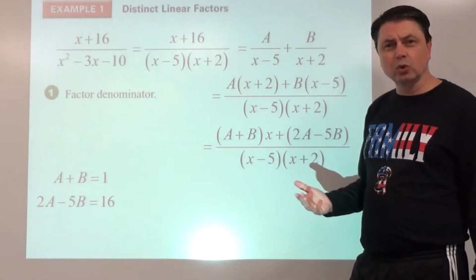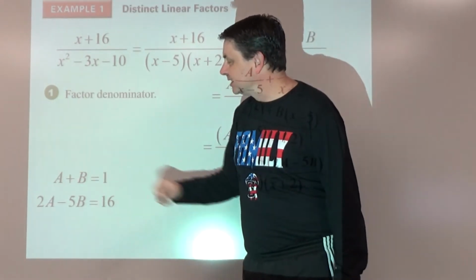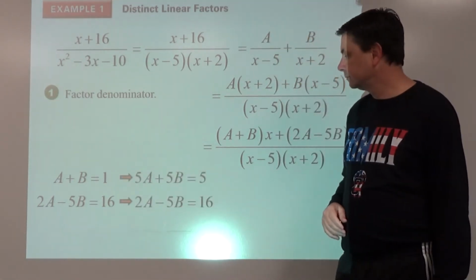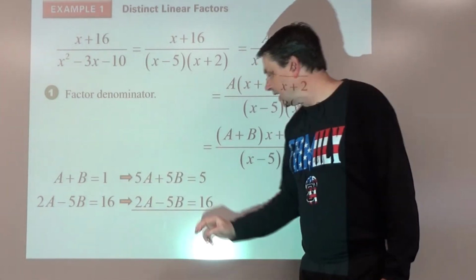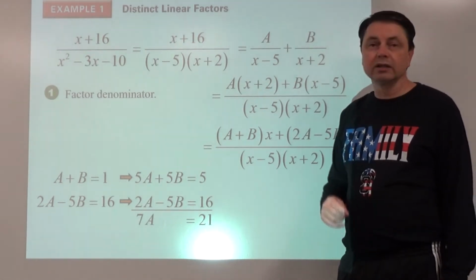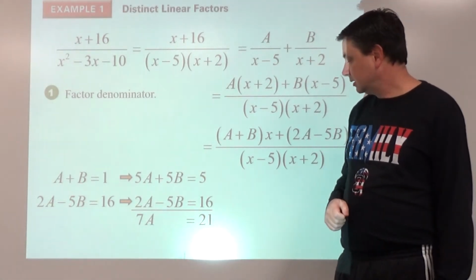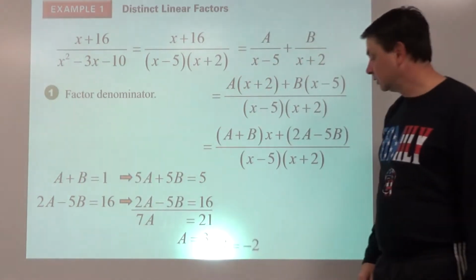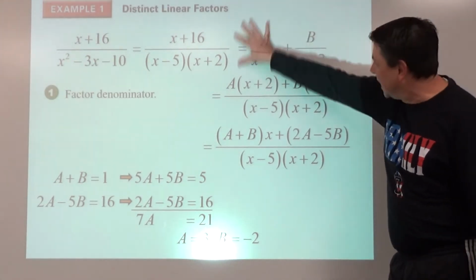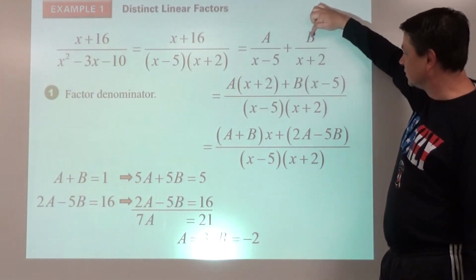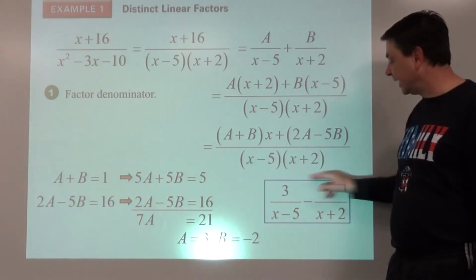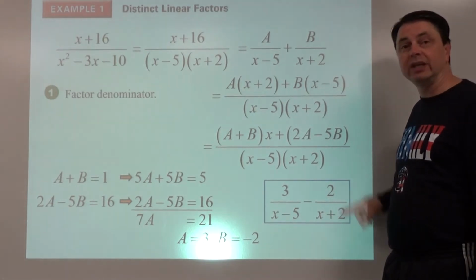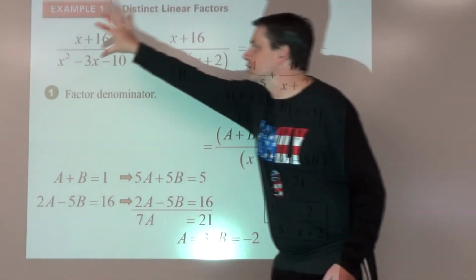I would probably lean towards the elimination method. So I'm going to multiply the top equation by 5 and add those together. So we get 7a is equal to 21. Clearly that means that a is 3. And if a is 3, then b is going to have to be negative 2. So our final answer, we're going to go back to here, replace with 3, replace with negative 2. There's our answer. It's also acceptable to write plus negative 2 here. And we decomposed the fraction.